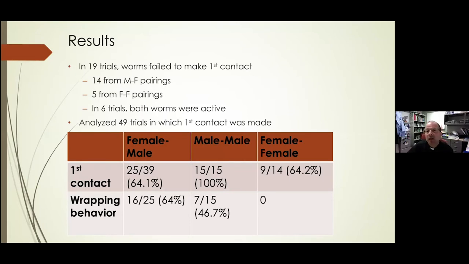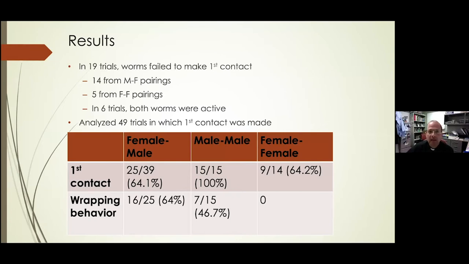In 19 trials, the worms failed to make first contact. 14 of those trials were from male-female pairings, 5 from female-female pairings, and in 6 trials, both worms were active in the tank.